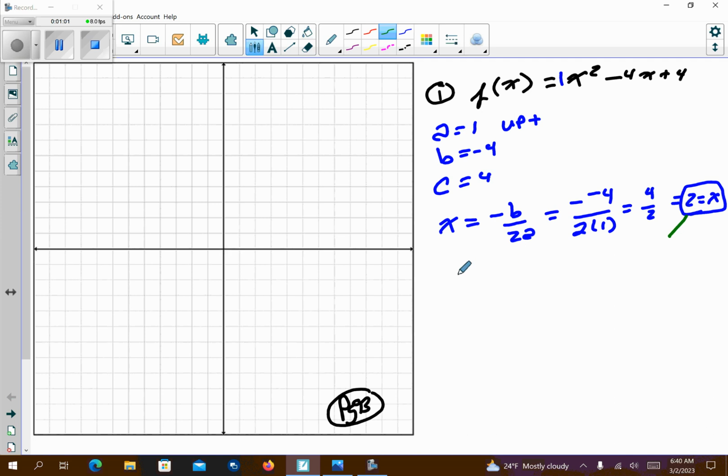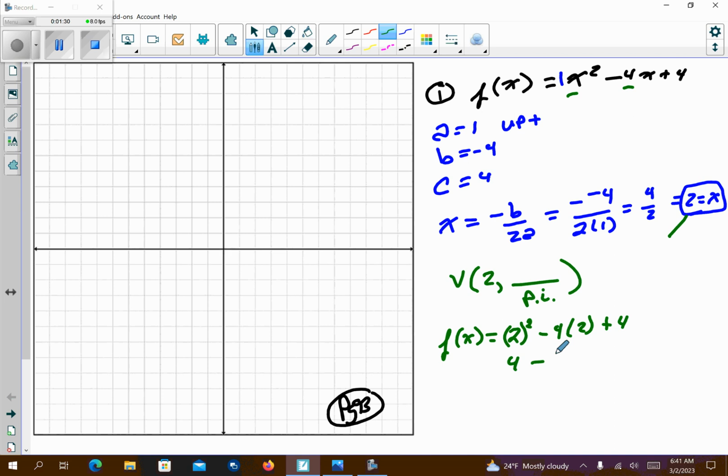But we know that this is the x component of the vertex, so our vertex is 2, comma, and then we're going to plug in. In our original equation, we're going to get 2 squared minus 4 times 2 plus 4. So I'm just substituting the 2 in and making sure I keep all the signs. 2 squared is 4. Negative 4 times 2 is -8, plus 4. If I add this together, I get 0. So 2, comma 0. So look at that. We found a root.